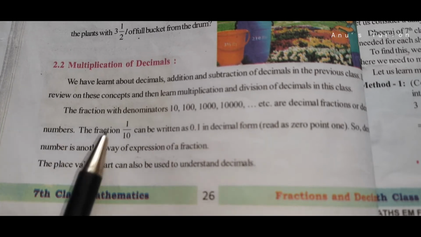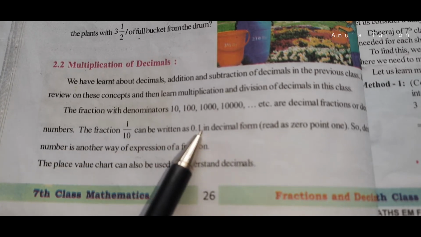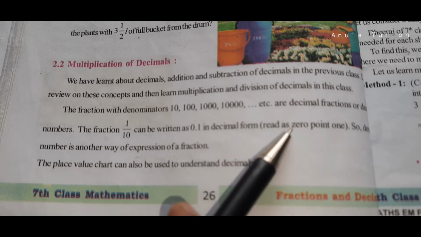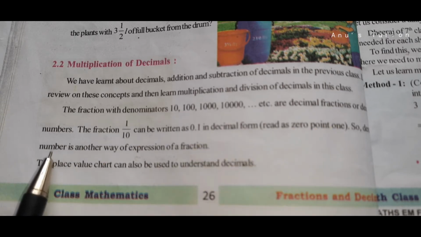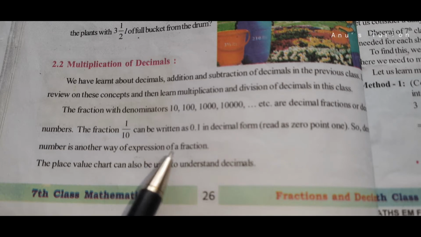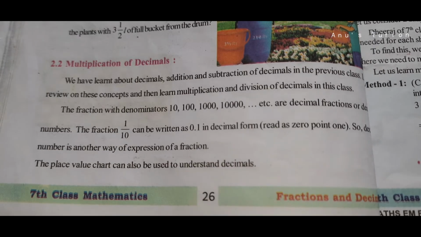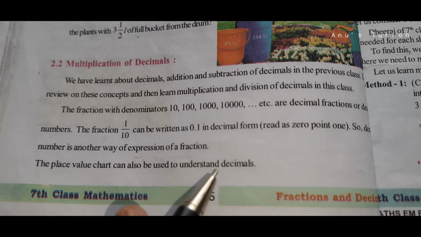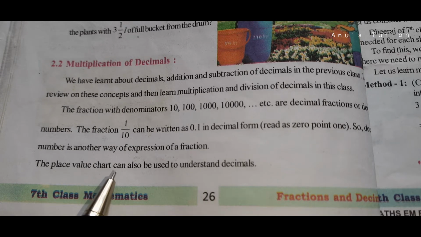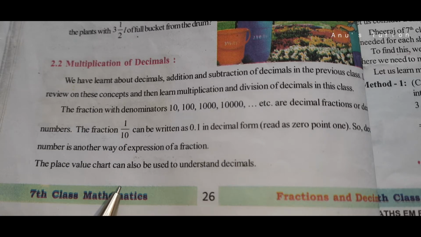The fraction 1 by 10 can be written as 0.1 in decimal form, read as 0.1. So a decimal number is another way of expressing a fraction. The place value chart can also be used to understand decimals. Okay, next.